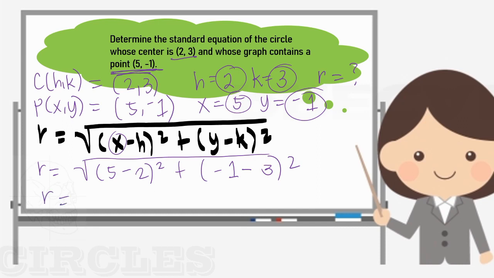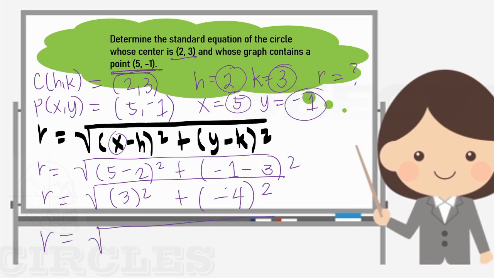So, simplify natin. So, 5 minus 2 is equal to 3 squared plus negative 1 minus 3 squared. So, negative 1 minus 3 is negative 4 squared. Then, r, simplify natin ulit. Then, 3 squared is equal to 9 plus negative 4 squared is positive 16.